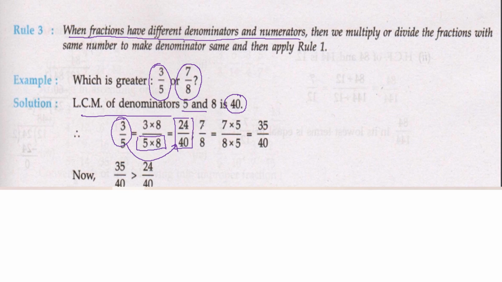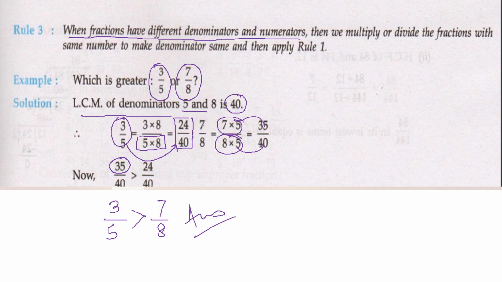And for 7 by 8, 7 5s are 35 and 8 5s are 40. So then the new fractions are 35 by 40 and 24 by 40. So which one is greater? Obviously 35 is greater. But you will not write answer like this. You will add one more line. Since 35 by 40 was 3 by 5 and 24 by 40 was 7 by 8. So finally 3 by 5 is greater than 7 by 8 is your answer.